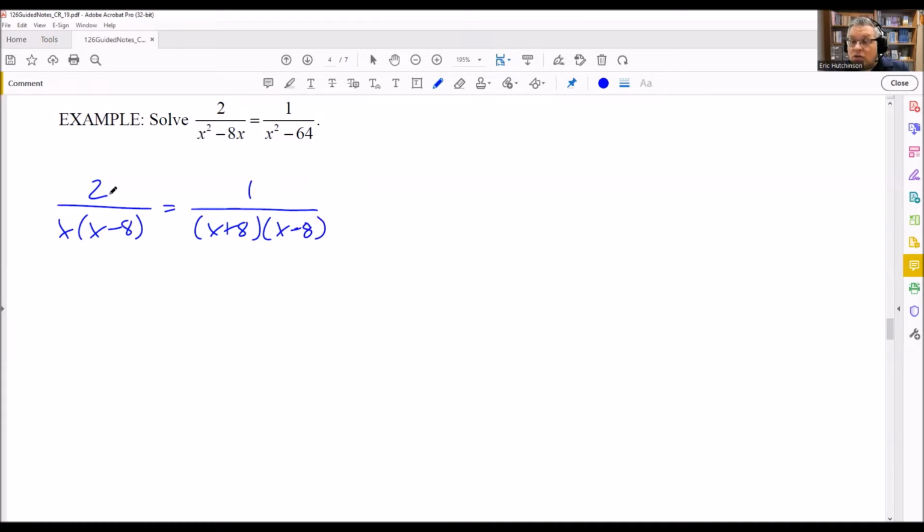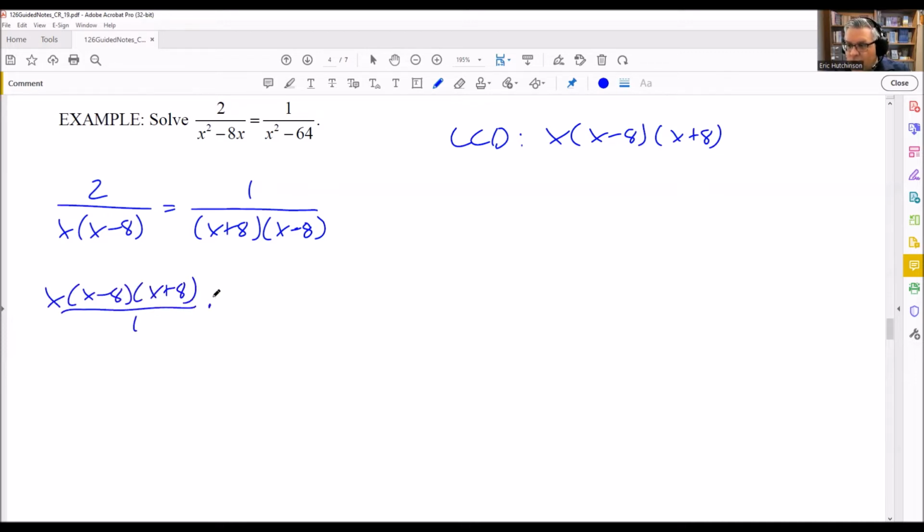Looking at this, we want to find the LCD, which needs to be made up of everything that you see here. So x minus 8 is common in both. We need that, but we also need the x and we need the x plus 8. So in this case, the LCD is going to be x times x minus 8, x plus 8. I'm going to multiply this on both sides of the equation. So I'm going to do x times x minus 8, x plus 8, all of that over 1. And this is what we're going to multiply the left-hand side by.